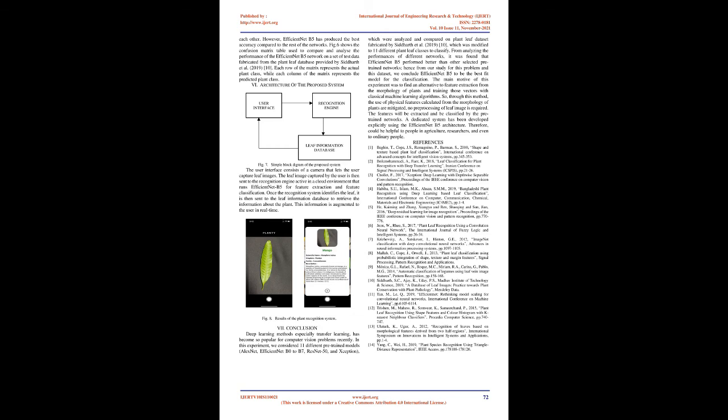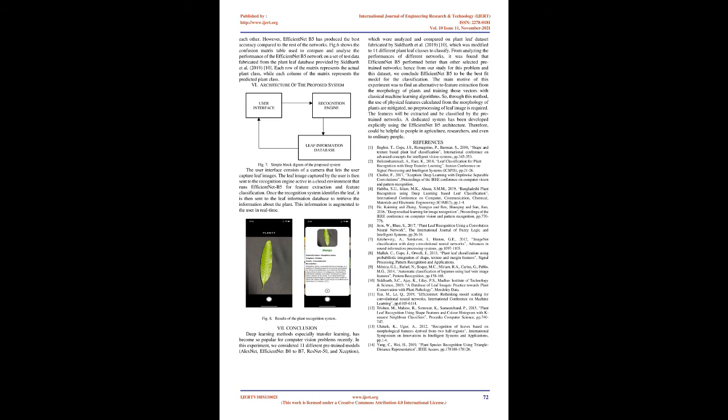Fig. 6 shows the confusion matrix table used to compare and analyze the performance of the EfficientNet B0 network on a set of test data fabricated from the plant leaf database provided by Siddharth et al., 2019, [10]. Each row of the matrix represents the actual plant class, while each column of the matrix represents the predicted plant class. 6. Architecture of the proposed system.